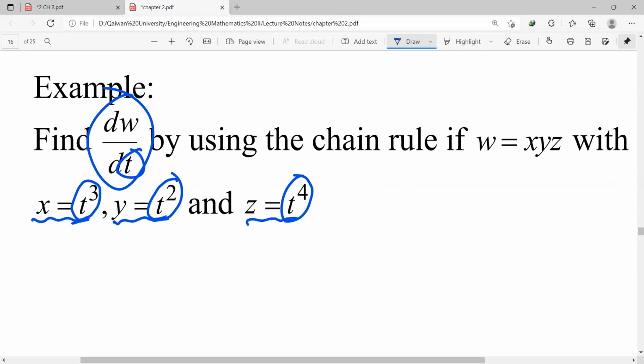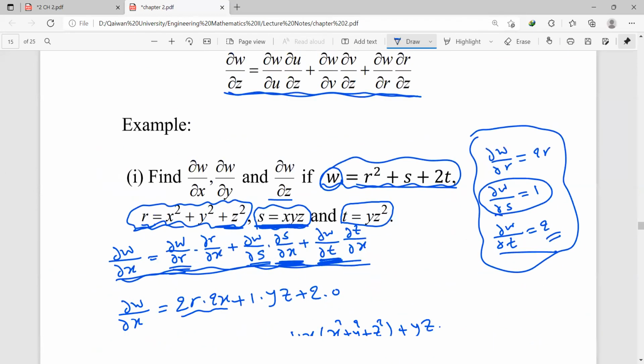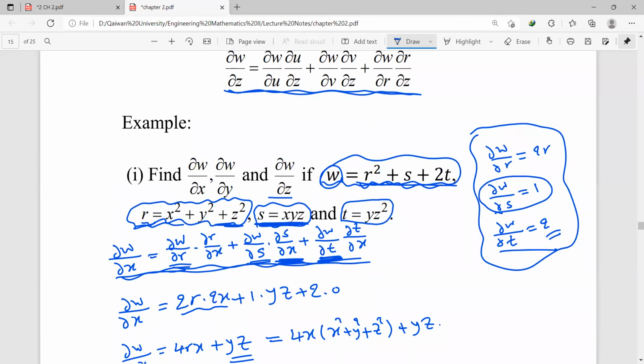Sorry, here r, s, and t, I mean. Yeah, these are not independent variables. These are called intermediate variables. These are the independent variables. I mean, x, y, and z are the intermediate variables, not r, s, and t.